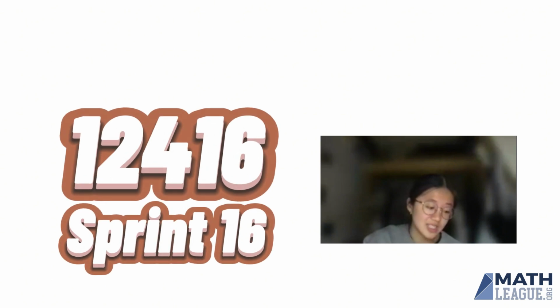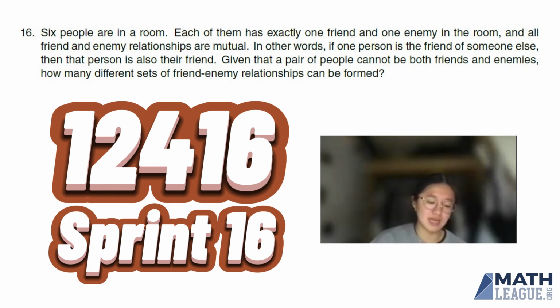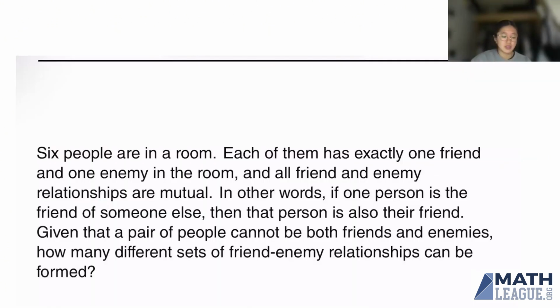So, question 16 says 6 people are in a room. Each of them has exactly one friend and one enemy in the room. And all friend and enemy relationships are mutual. In other words, if one person is a friend of someone else, then that person is also their friend. Given that a pair of people cannot be friends and enemies, how many different sets of friend-enemy relationships can be formed? Okay, so this makes it a little bit easier for us.